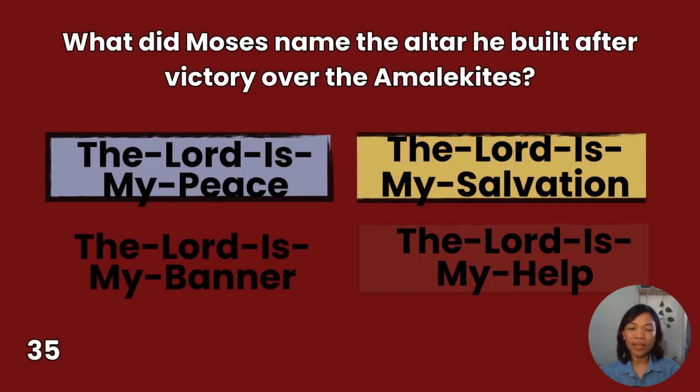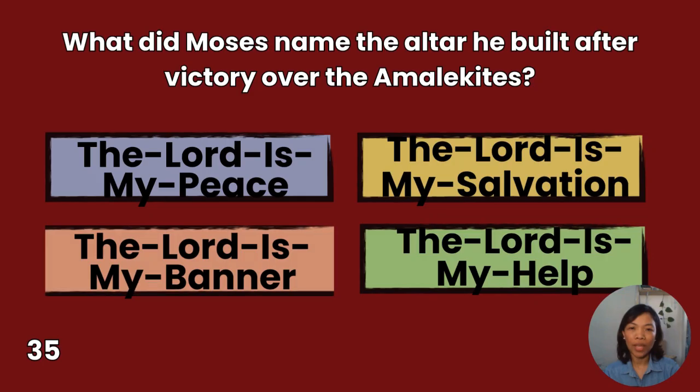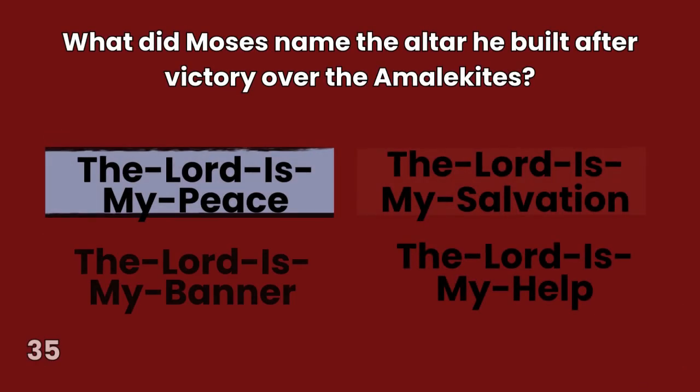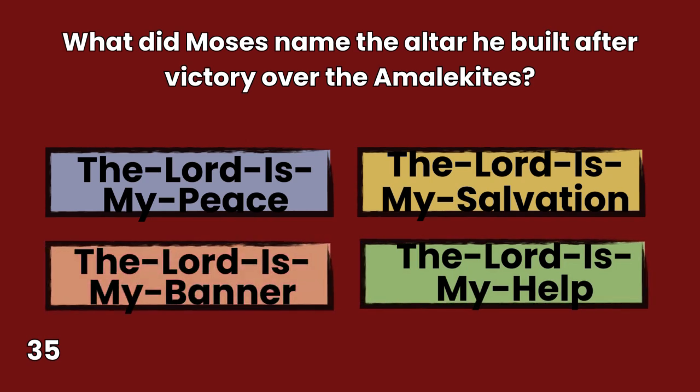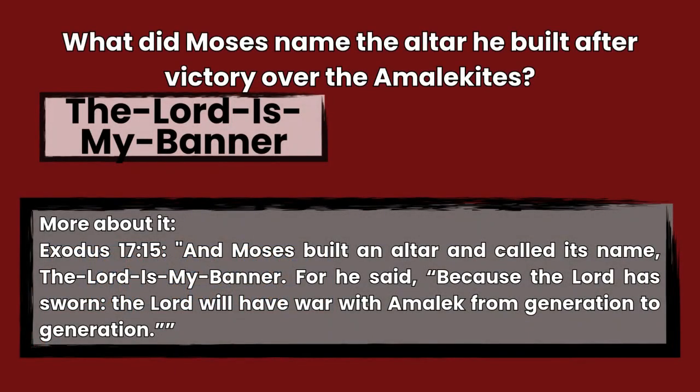35. What did Moses name the altar he built after victory over the Amalekites? The Lord is my peace. The Lord is my banner. The Lord is my salvation. The Lord is my help. You have 10 seconds to answer. The answer is, the Lord is my banner, Exodus 17:15. And Moses built an altar and called its name, the Lord is my banner, for he said, because the Lord has sworn, the Lord will have war with Amalek from generation to generation.